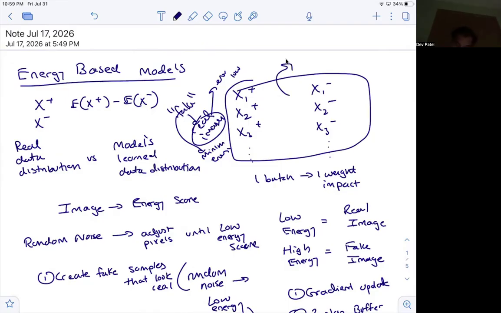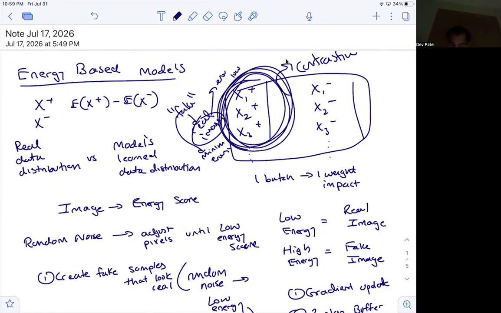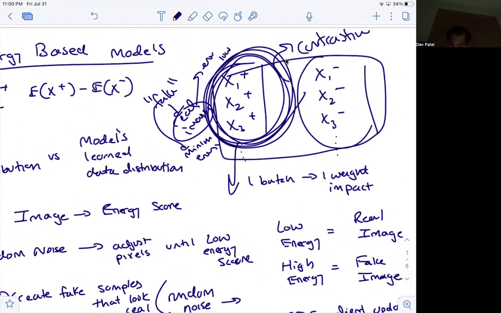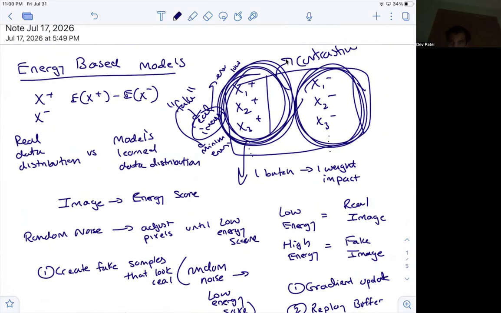So this framework is similar to contrastive learning in the sense that we have these positive-negative pairs, and the model learns by trying to pull the negative examples away from the positive examples, and to score them in opposite directions. So we want to score these positive examples, these real images, to have a low energy, and these fake images to have a high energy score.